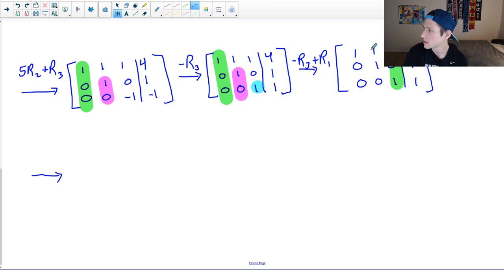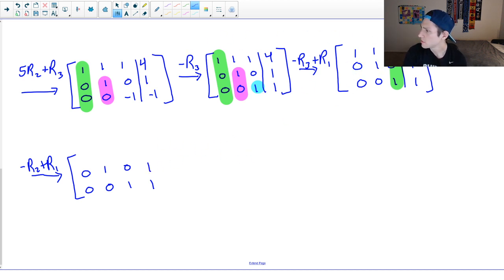So what added to 1 makes 0? Again, a negative. So let's use negative row 2 plus row 1. Let's put row 3 here. Row 3 will stay the same. Row 2 will stay the same. So the thing that's changing is row 1.